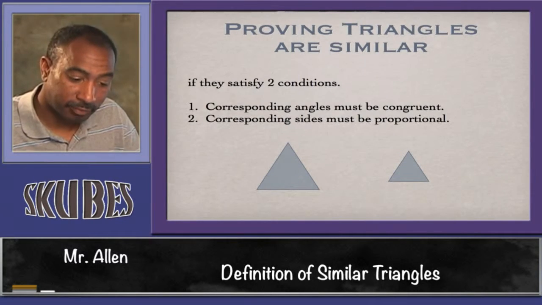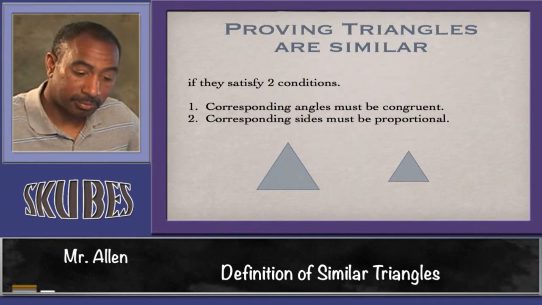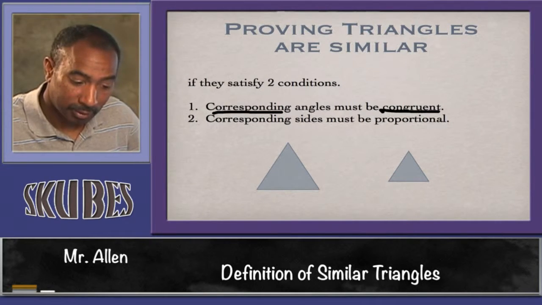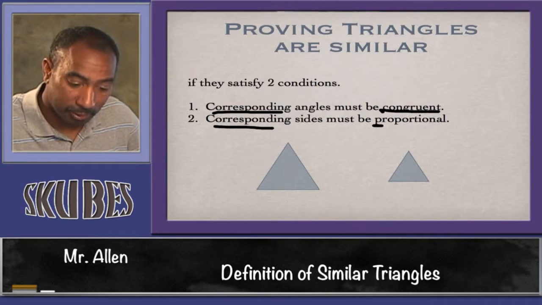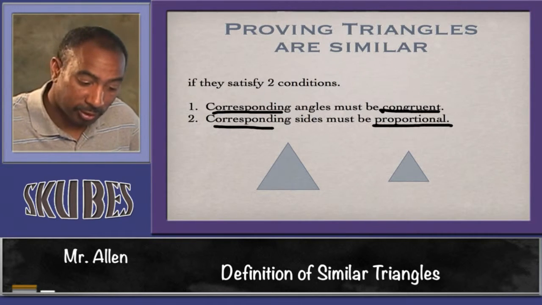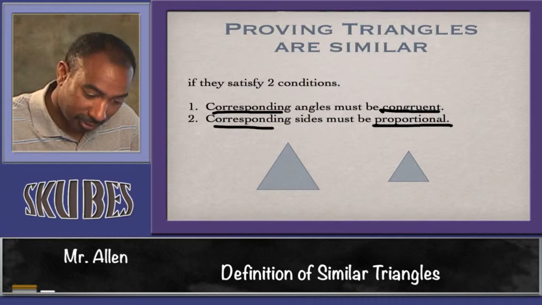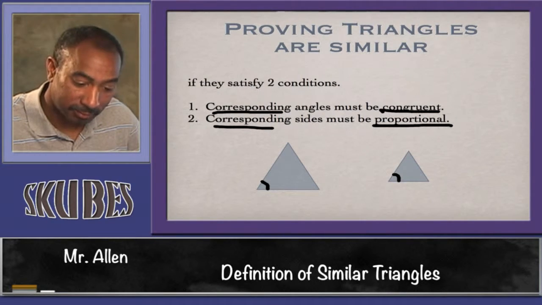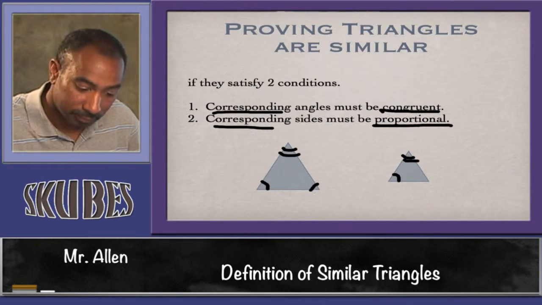Triangles are similar if they satisfy two conditions. One, corresponding angles must be congruent. And two, corresponding sides must be proportional. As far as the angles, let's say this angle corresponds to this angle, so they have to be the same measure. And this angle here must be the same measure as this angle. And similarly here.